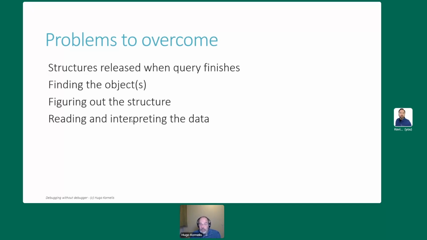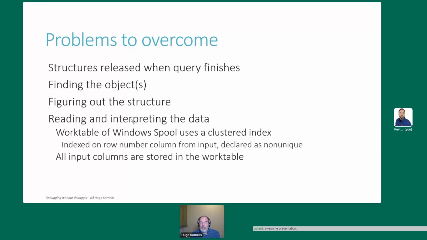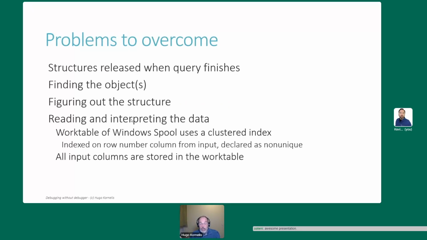We found the structures, we found the objects, we figured out the structures, and we read and interpreted the data. And now I know that a Window Spool, if it uses an on-disk work table, uses a clustered index on the row number column, which is unique, but it still declares it as non-unique. It stores all the input columns in that work table, and that's it. That's all there is to it. Sometimes the journey is way more interesting than the destination. The destination I could have done in 1 minute. The journey I struggled to present in 1 hour.